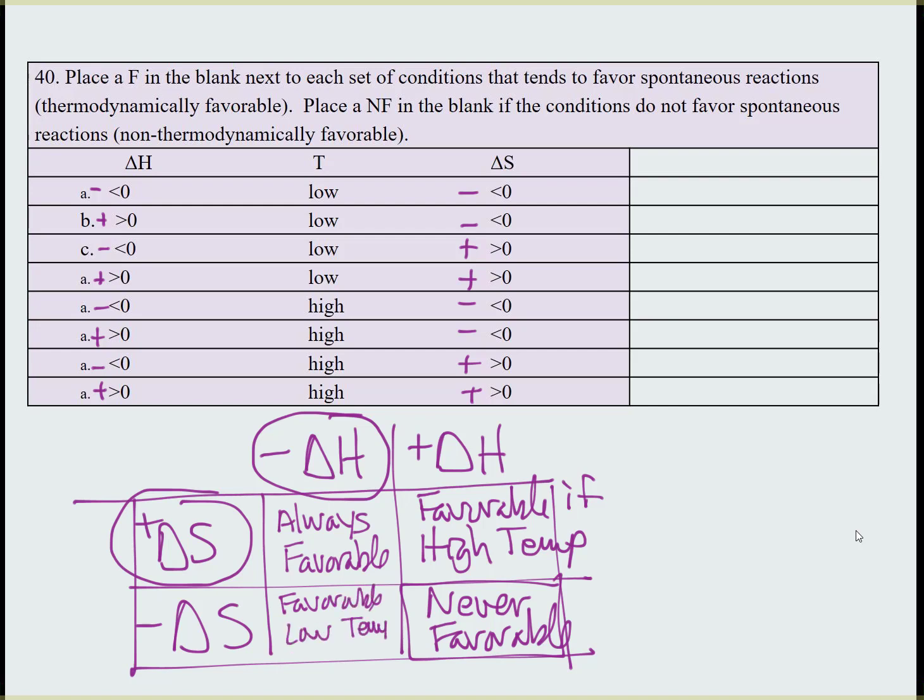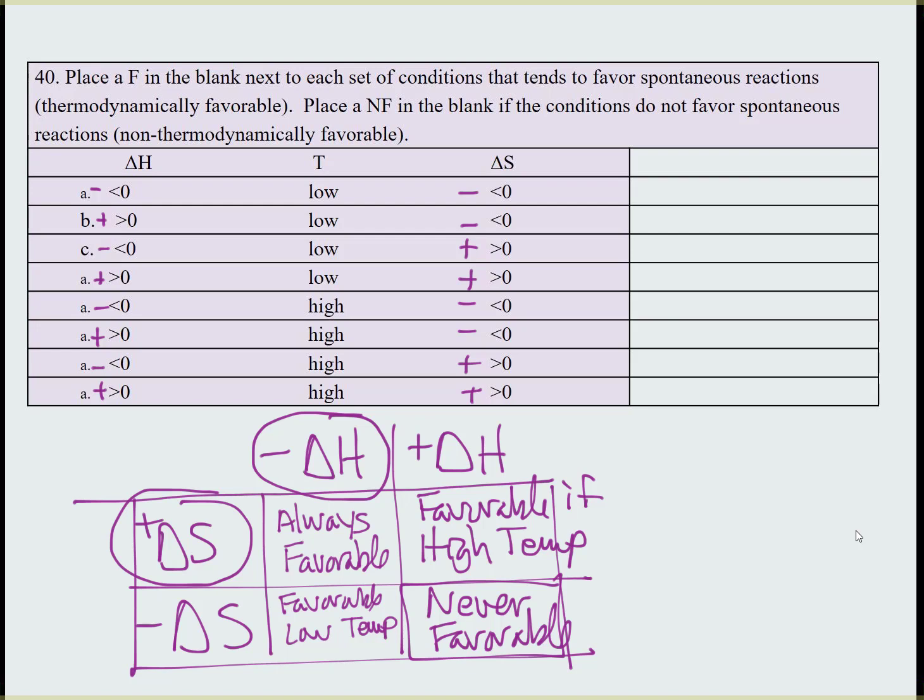So for example, you couldn't make ice cubes with 90-degree temperature, but you could if you had minus 10-degree temperature. So that would make it freeze. So it would be favorable. All right. So if you have this chart memorized, we can tackle this problem here.